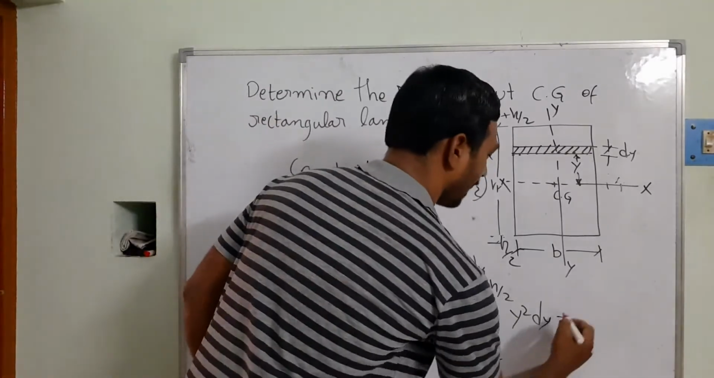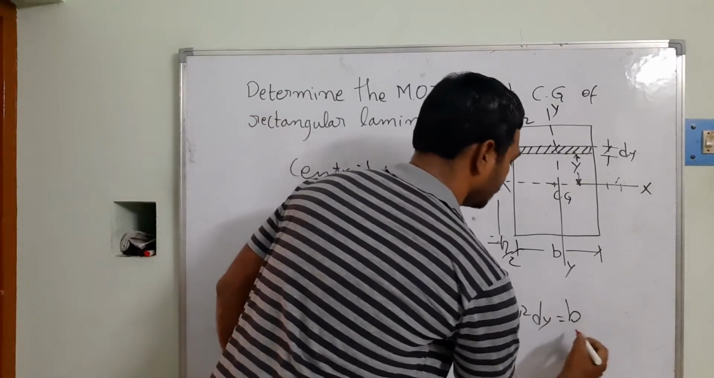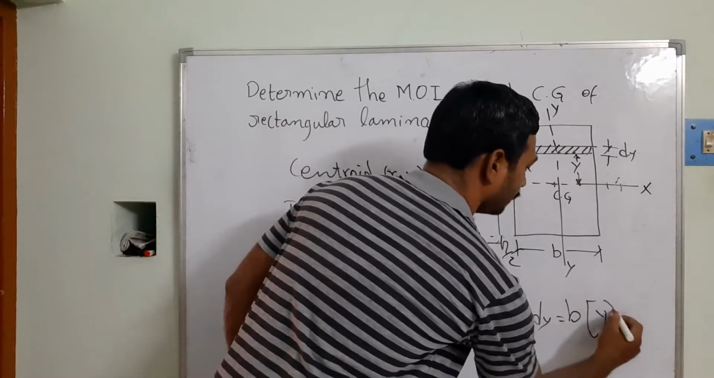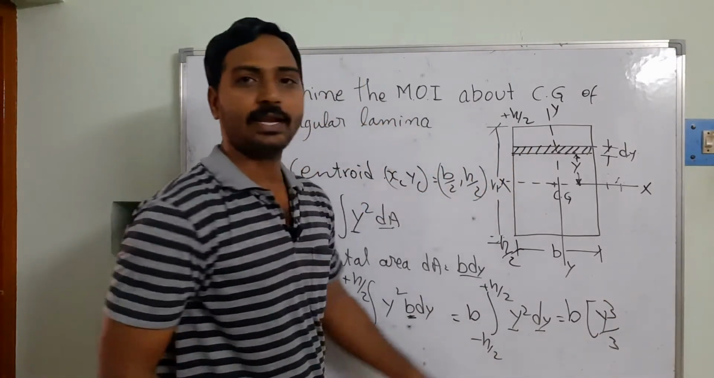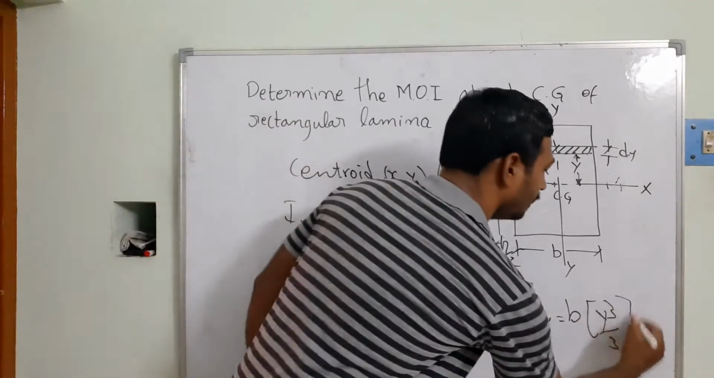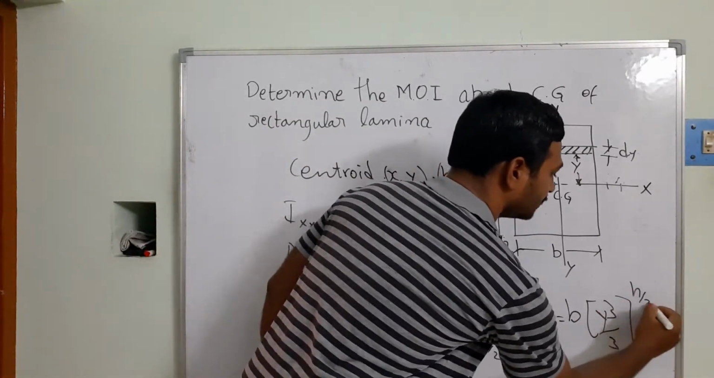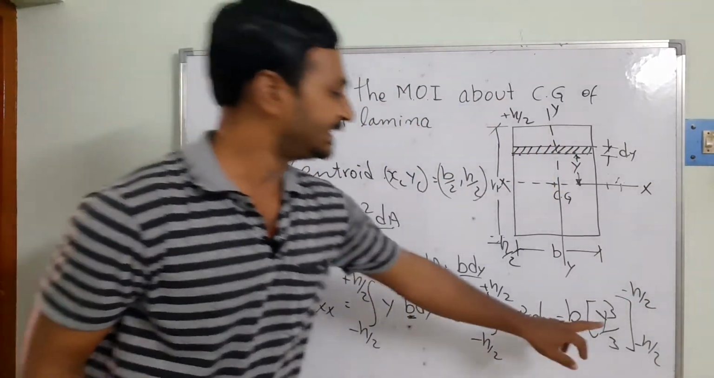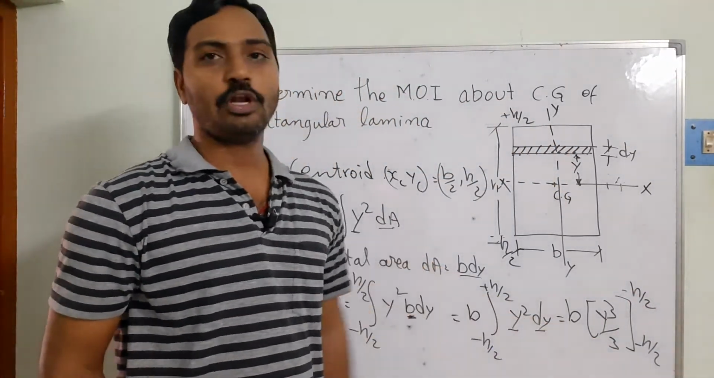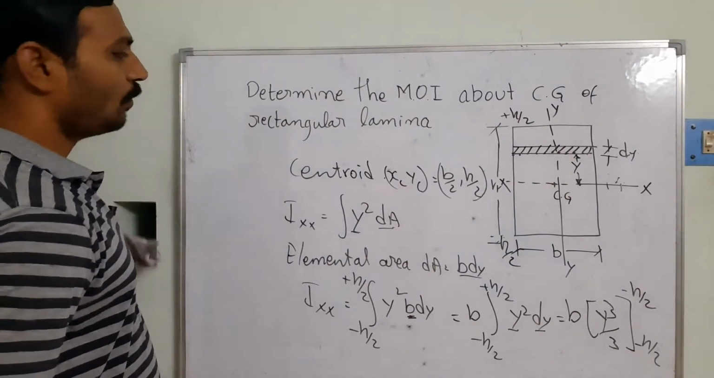So from this one I am going to be getting b into the integral of y square dy, which gives y cube by 3. The limits are going to be varying from minus h by 2 to h by 2. If I substitute these limits in this equation, what is the value we are going to be getting?